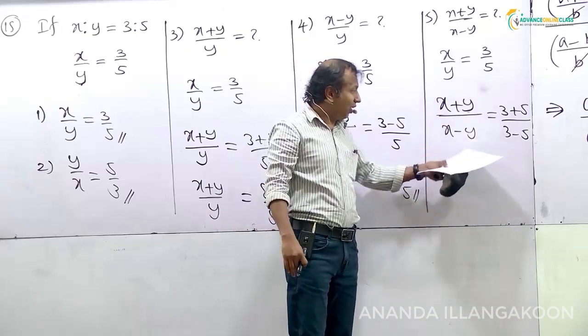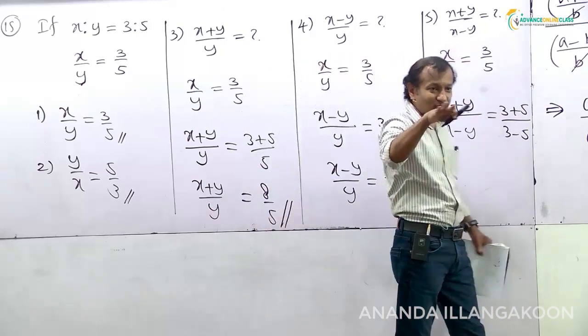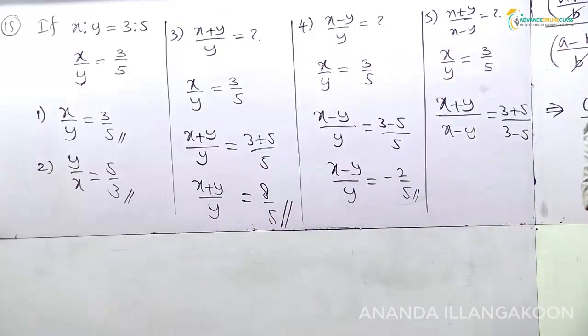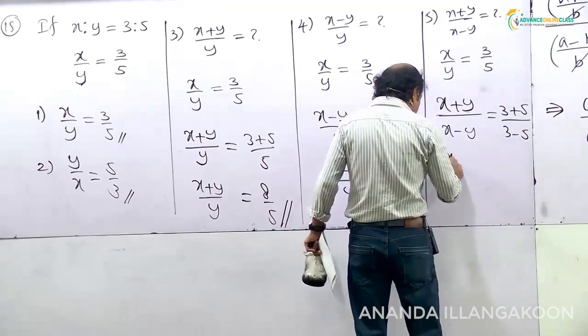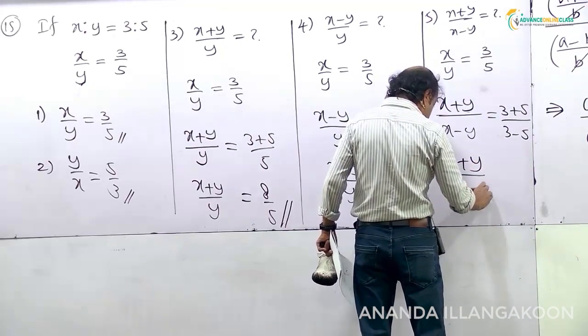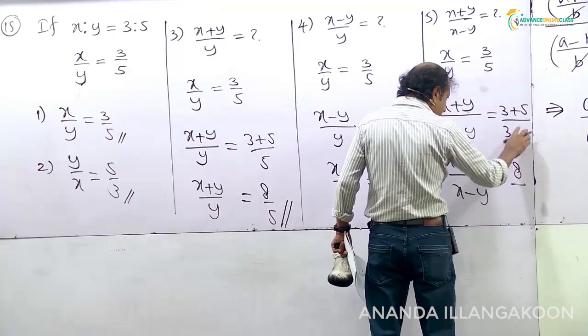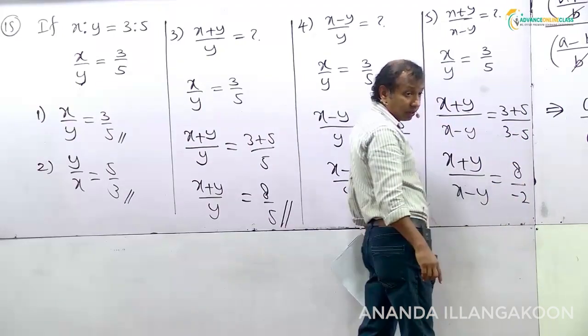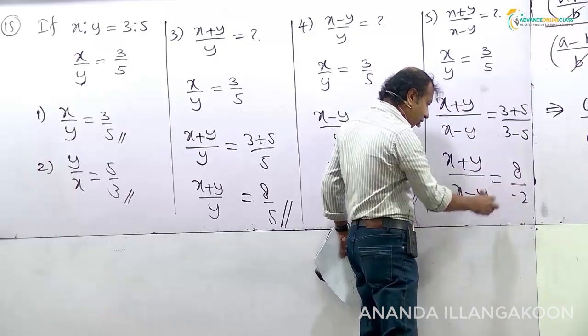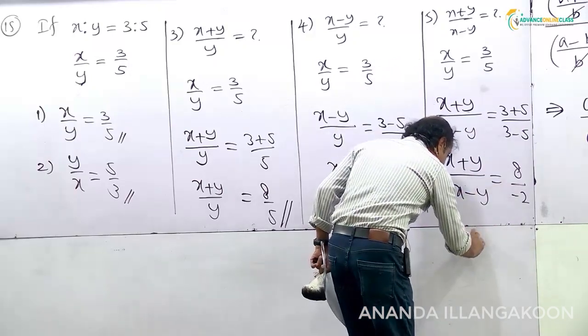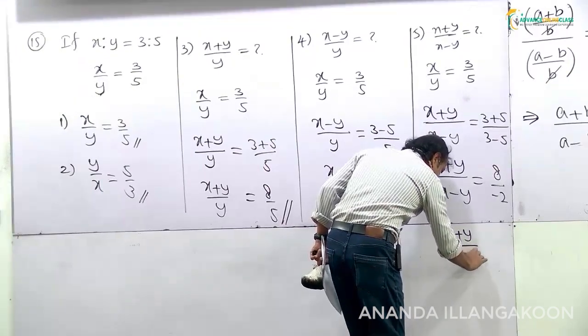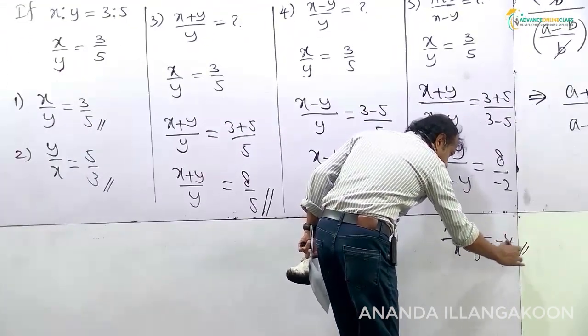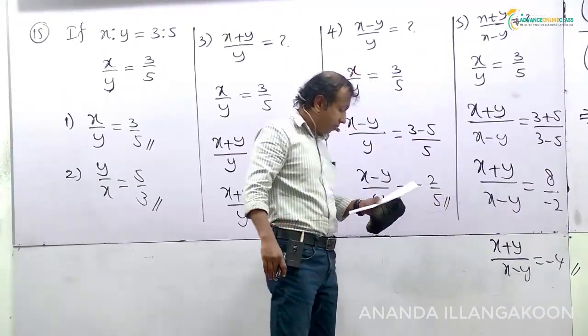You can find this ratio this way. This asked thing you can very easily find if you know the properties of proportions. Otherwise, it takes some time to find this. So now simplify here. What do you get? (x + y) divided by (x - y) is 8, and 3 minus 5 is minus 2. Then 8 divided by minus 2 is what? Minus 4. Plus divided by minus is minus. Then we get the final answer, minus 4.